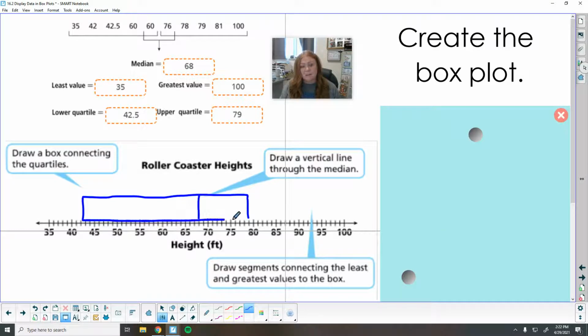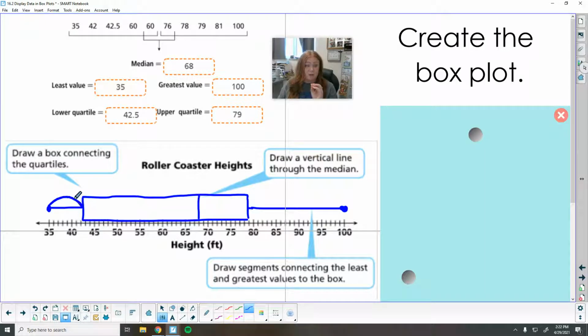So here's my box. And then it also has these little whiskers coming off of it that says here is the smallest roller coaster and here is the highest roller coaster. So your median is the middle line, your quartiles are the end of the boxes, and then you have little whiskers that say the smallest and the biggest number coming off of your box plot. So I can look at this and see that this segment here is much shorter than this one here. So that's telling me that 25% of my data is pretty close together, right?